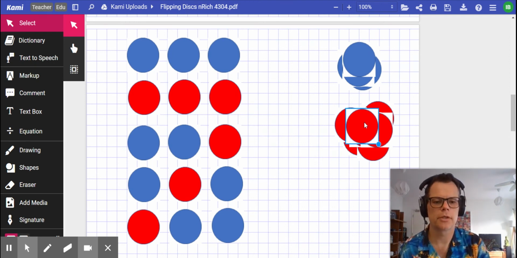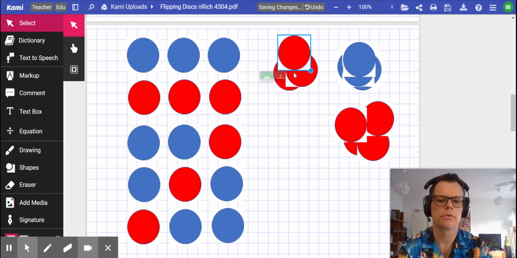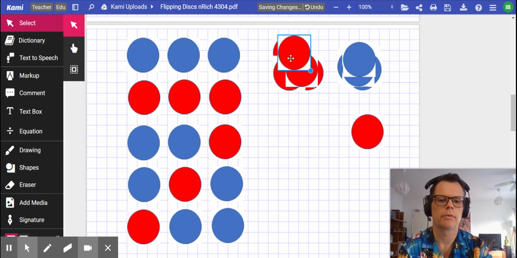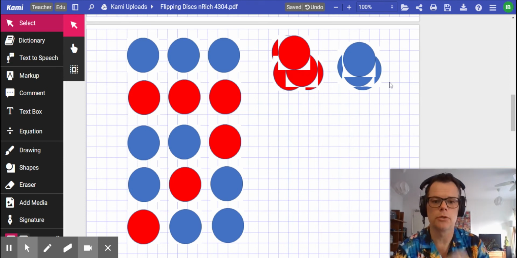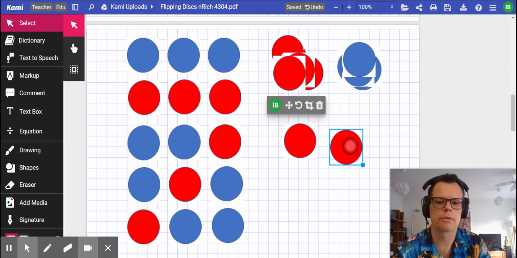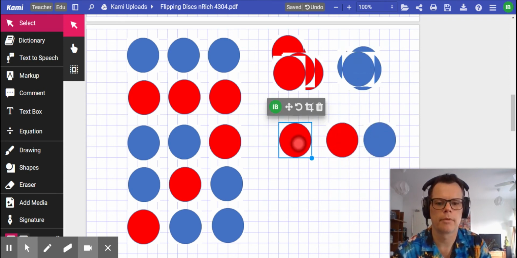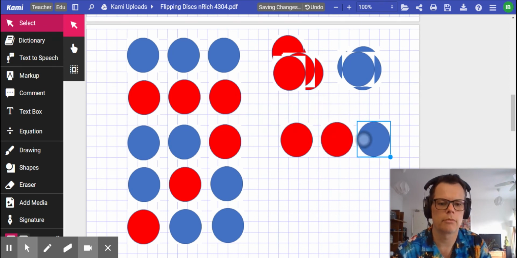But let's try and do the others. So I'm just going to move these red discs out of the way because I want to use this space here without scrolling down and losing some of my outcomes. So you may have thought about this and thought, well, the other way to lose would be to have 2 reds and a blue. So you can have 2 reds and a blue. Okay, let's move those over so you can see them. 2 reds and a blue.